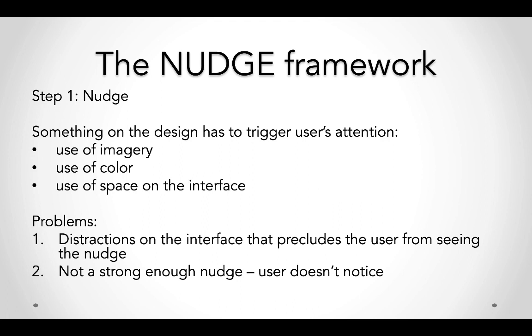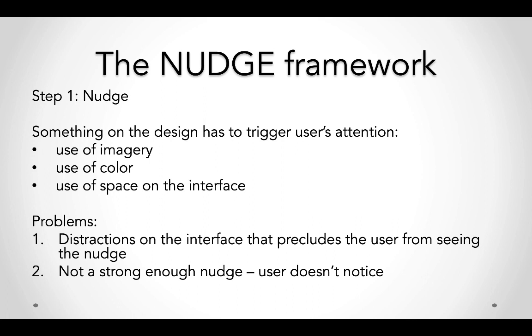The first step, number 1, is the nudge. Something on the design has to trigger users' attention. Something has to be salient. Use of imagery, color, space on the interface. This is the nudge. Something will have to draw the user's attention, a nice picture, a very big and colorful picture. Something will have to get it. This is a system one thing. If something doesn't attract our attention, it's very easy for us to overlook, as we saw.